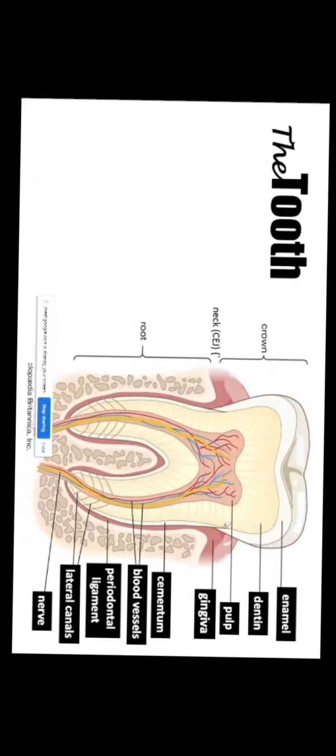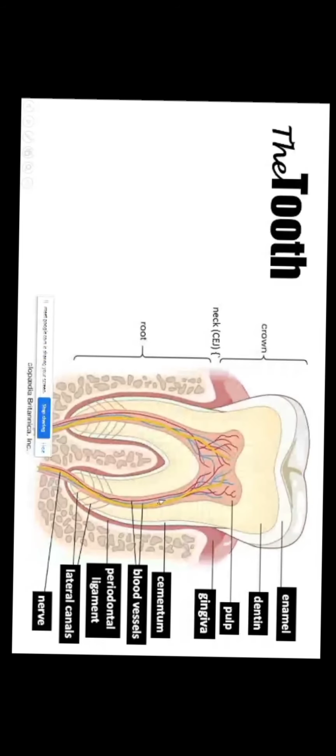After enamel, we have dentine. The dentine is the second layer of the tooth, and also it forms the bulk of the tooth. When we say bulk, it forms the major part of the tooth. Again, take note, the dentine, which is yellowish in color, is the second layer of the tooth that makes up the majority or the bulk of the tooth.